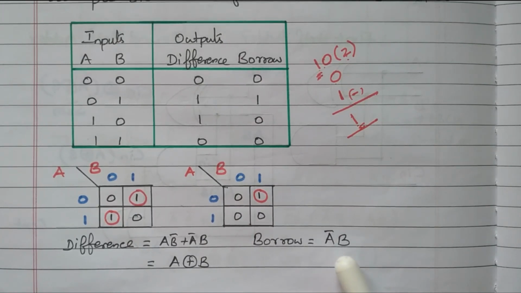Borrow is A bar B. Difference is the XOR of A and B. Now we need to implement these two expressions using logic gates in order to get the borrow and difference outputs. Now we'll go to the logical implementation.